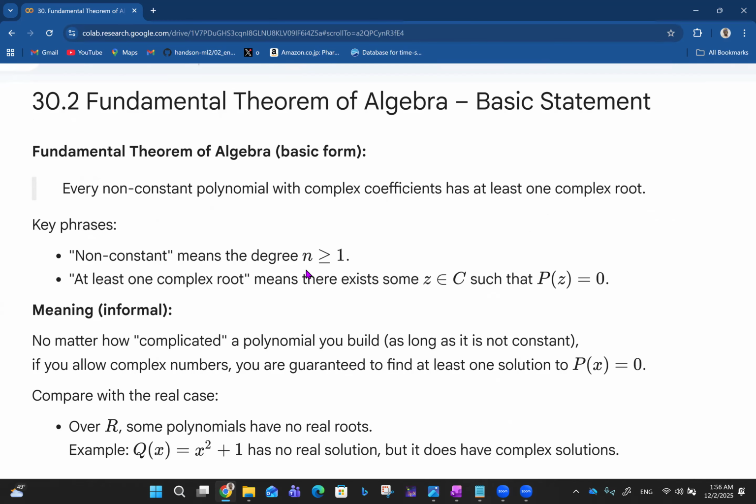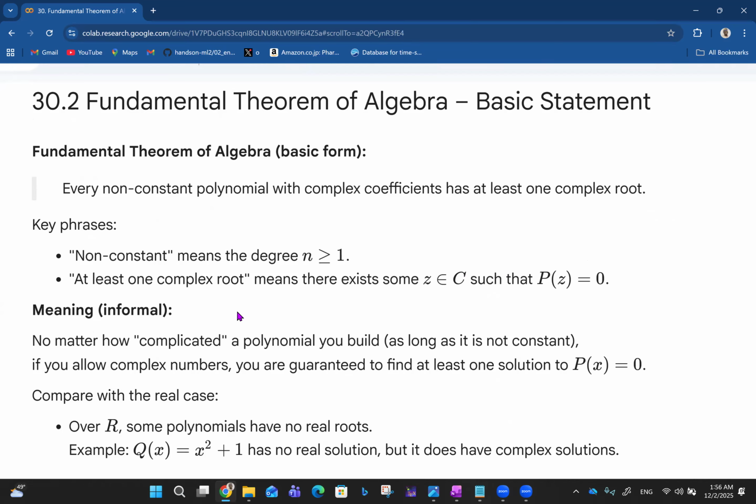So the polynomial should be at least a linear one, or it can be more than that. It can be quadratic, cubic, quartic, quintic, and so on. At least one complex root, you see that here, means there exists some z belonging to C such that P of z is equal to 0.